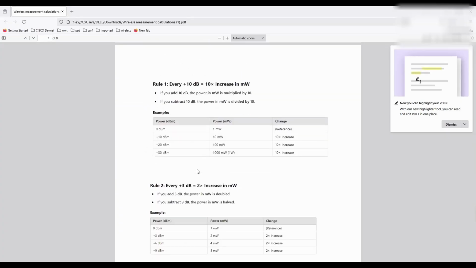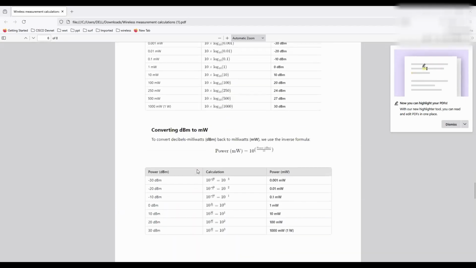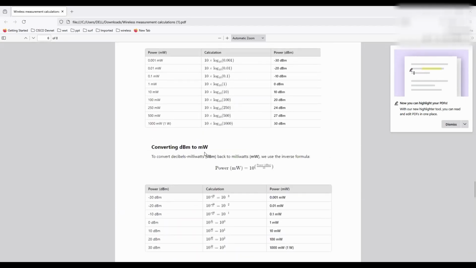The last one is converting from dBm to milliwatts. Just to summarize again, so that you don't lose the sequence: first we did milliwatt to watt, then watt to milliwatt, then milliwatt to dB. Now we are doing dB to milliwatt. I am saying dB so that you get familiar, but normally it is dBm.